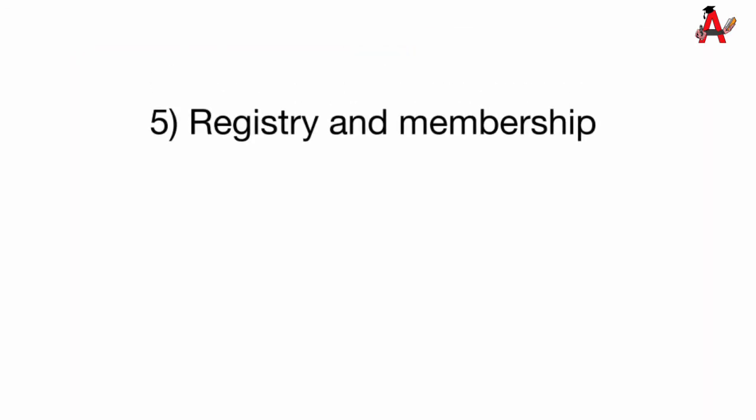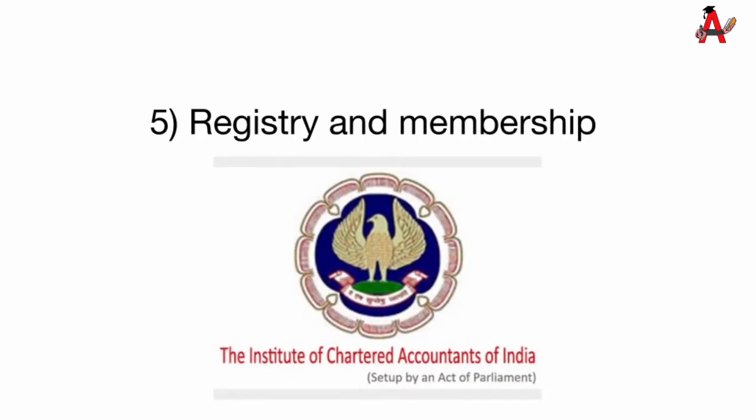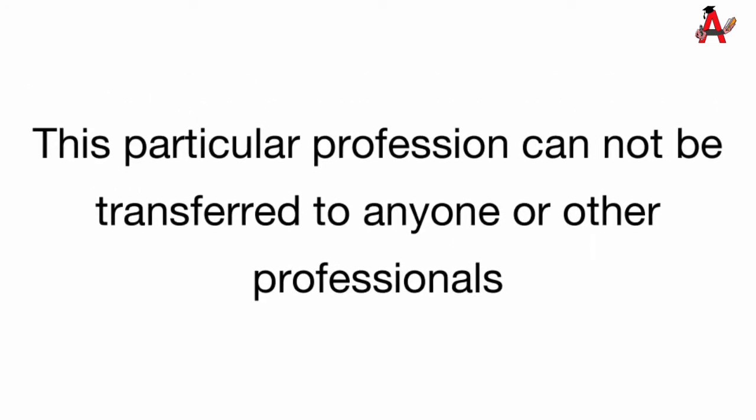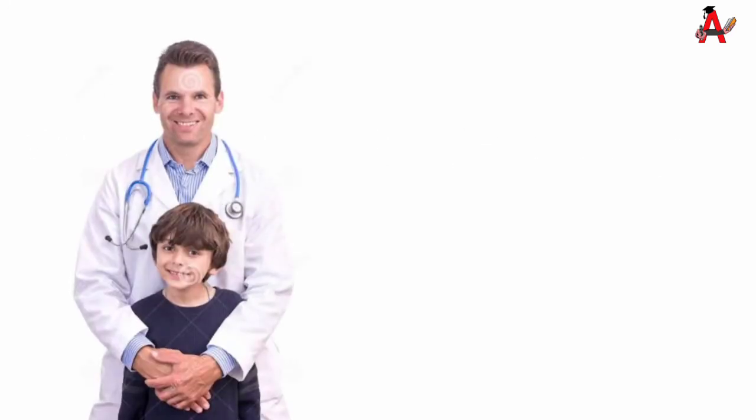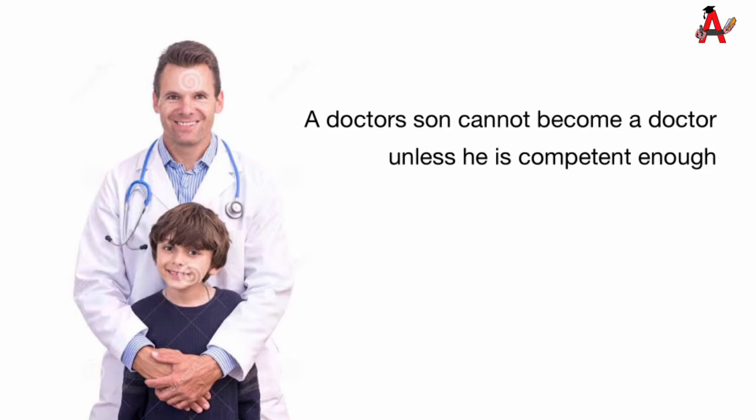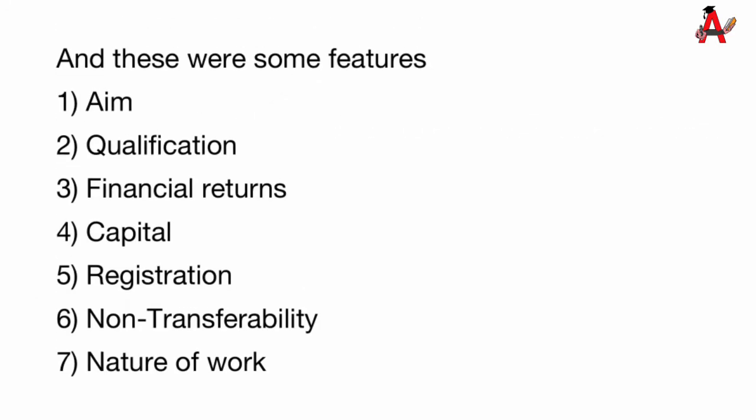Fifth feature is registry and membership. So, every profession has to be registered and there has to be a membership. For example, ICAI is a body which registers chartered accountants and after completion of their course gives them a membership. This particular profession cannot be transferred to another professional. A doctor cannot tell his son to start practicing unless he is competent enough. And therefore, these are the main features. There has to be an aim, qualification, financial returns, capital, registration, non-transferability, and nature of work.